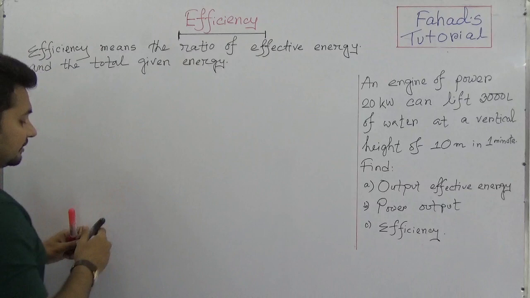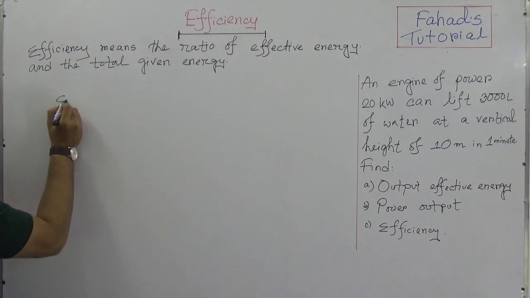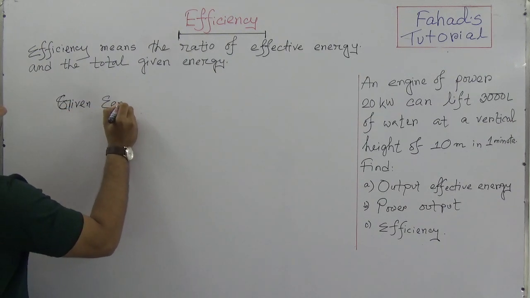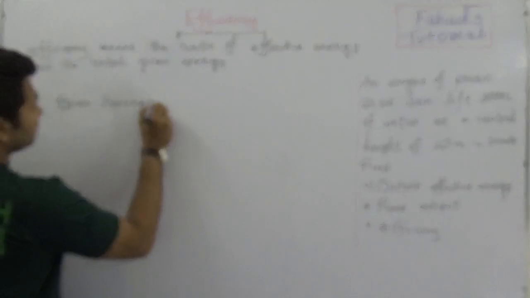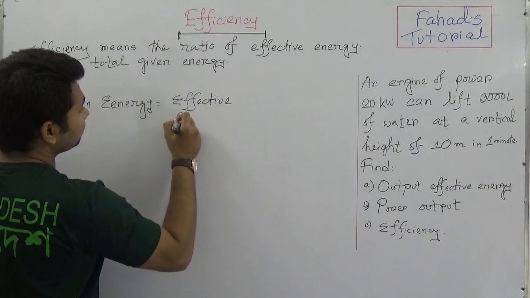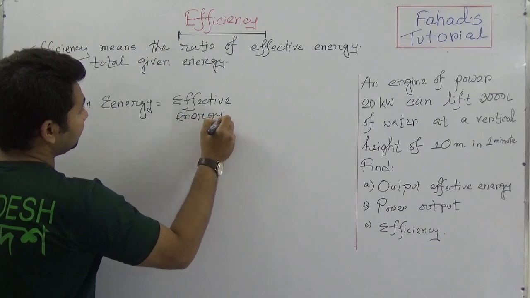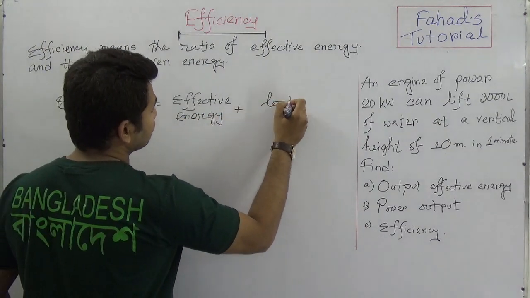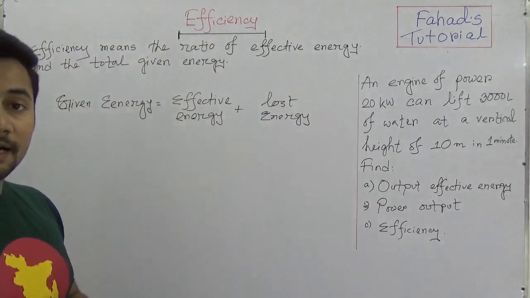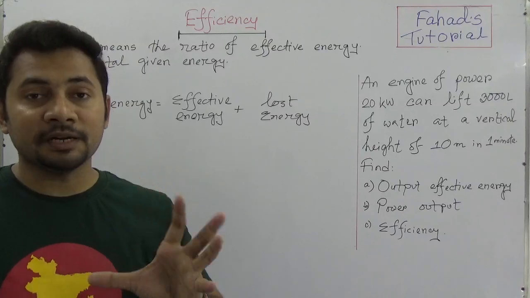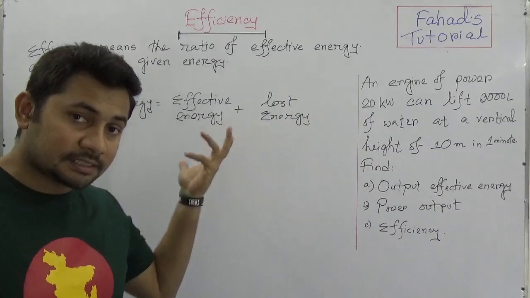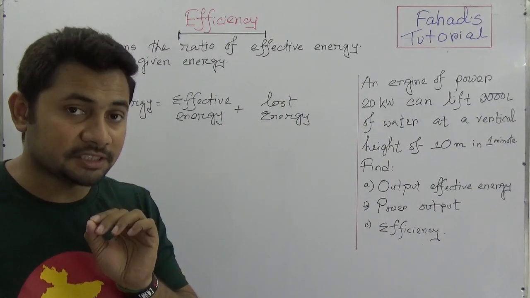So in terms of understanding efficiency, we need to know that this is the given energy, which is equal to effective energy plus lost energy. So we need to consider two things here. I shall give a full explanation on these mathematical problems, but before going to solve them, we need to understand the concept of efficiency.